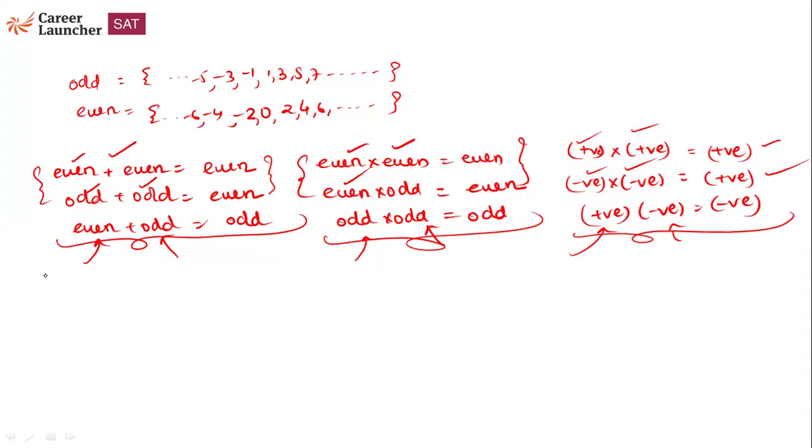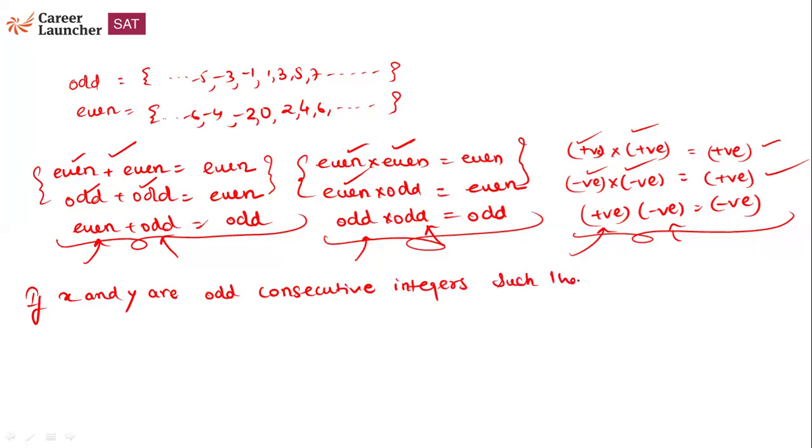Now, let me take you through a question. If x and y are odd consecutive integers such that x into x plus 1 is 0, then what is x plus y? Can you solve this? Try once.